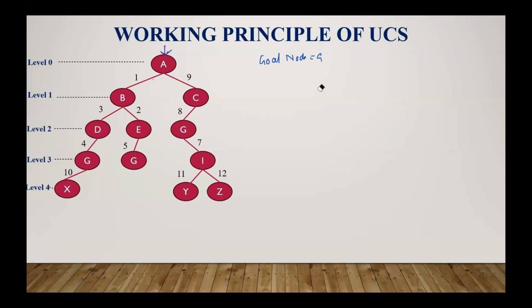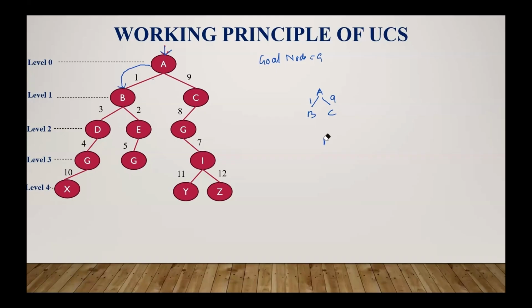So now from A, what are the possible paths? B and C are present. A to B cost is 1. This cost is 9. As it is uniform cost, which one will it select? As we know, we select the lowest cost. Lowest cost means this is the one. So now it traverses to this one.